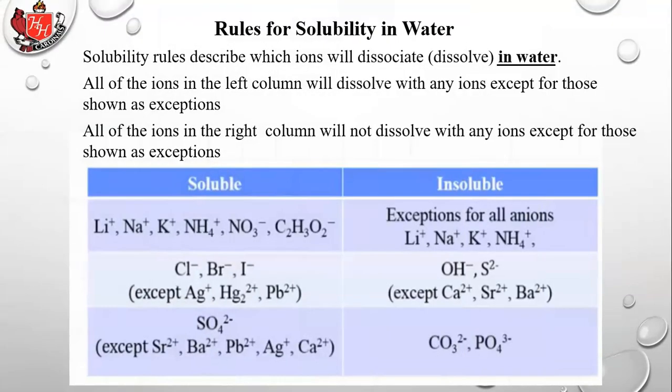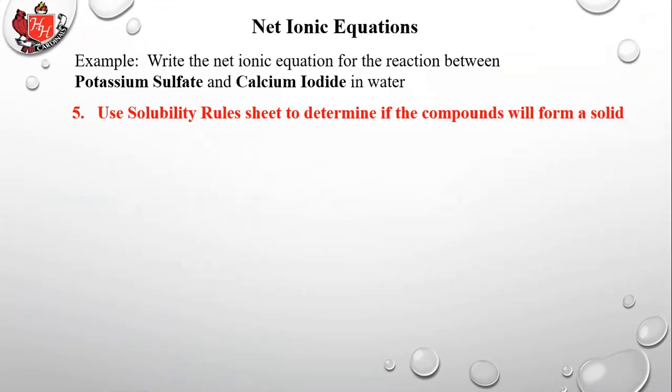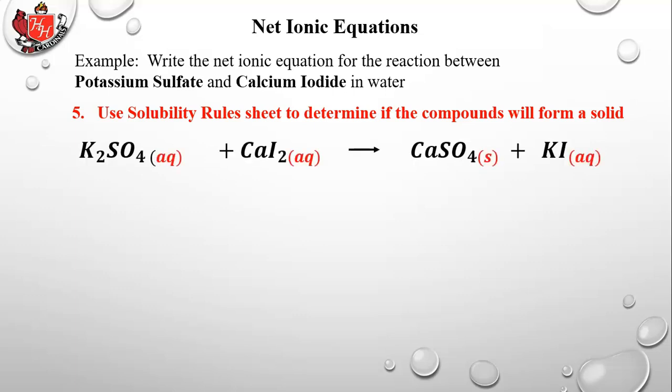Solubility rules describe which ions will dissociate, dissolve in water. All of the ions in the left column will dissolve with any ion except for those shown as exceptions. All of the ions in the right column will not dissolve with any ions except for those shown as exceptions. So step 5, use the solubility rule sheet to determine if the compounds will form a solid. So take a look at these.